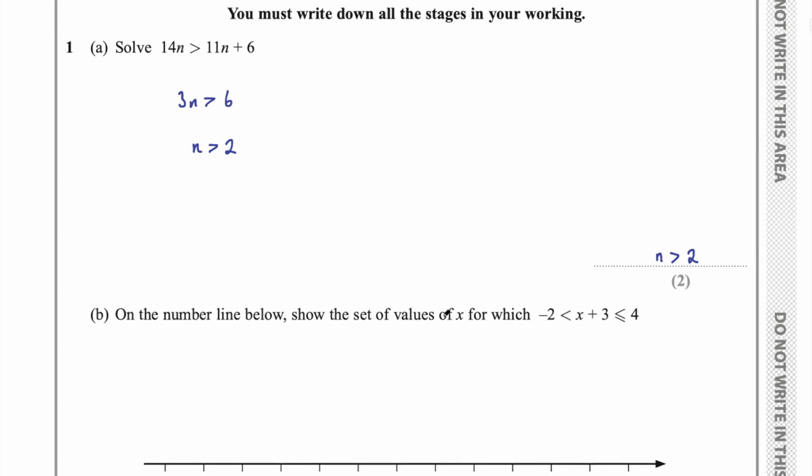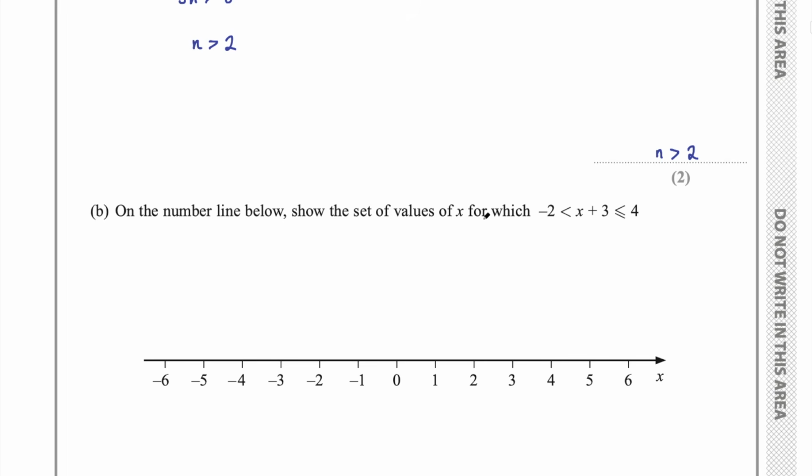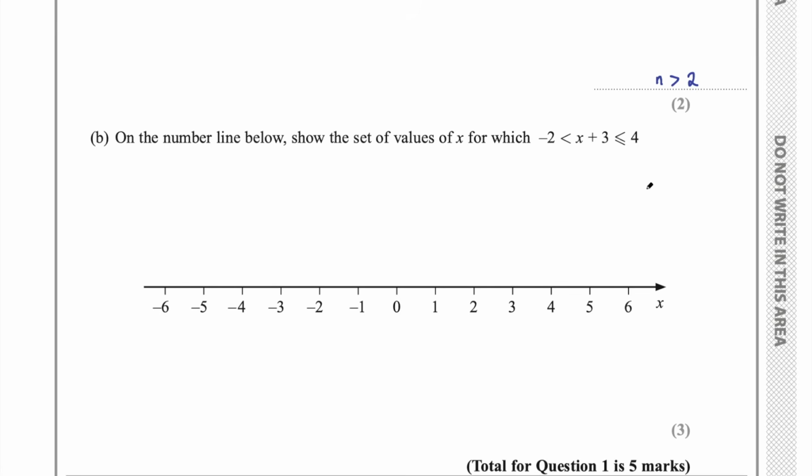Part B says, on the number line below, show the set of values for x for which x plus 3 is greater than negative 2 and less than or equal to 4. Again, think of the rules you use to solve equations. If we have an x plus 3, we want to get x by itself, we subtract 3. Now the difference here is we have two inequalities, so we have to subtract 3 from the left and the right. So negative 2 take 3 is negative 5, and 4 take 3 is 1.